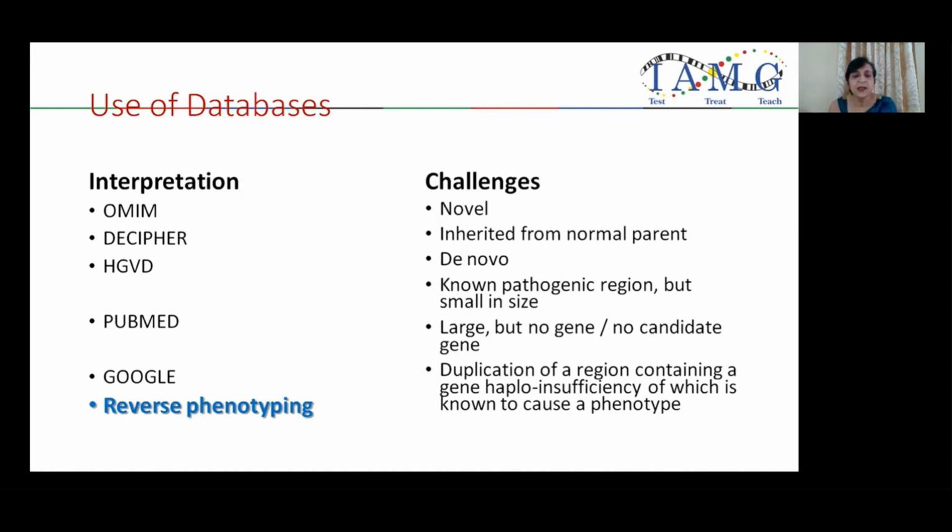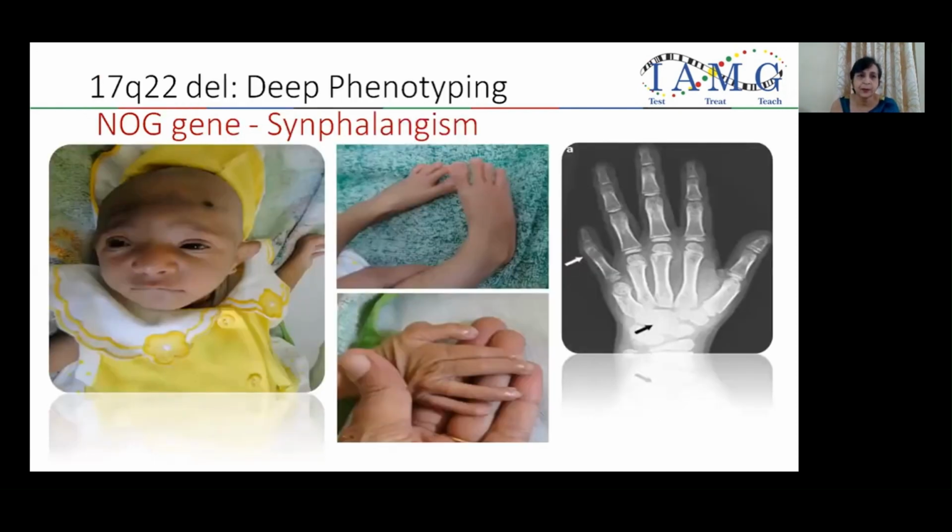And such detailed phenotyping after getting the results is called reverse phenotyping, and it's a very important responsibility of the clinician in helping the lab with interpretation about variations identified by microarray.